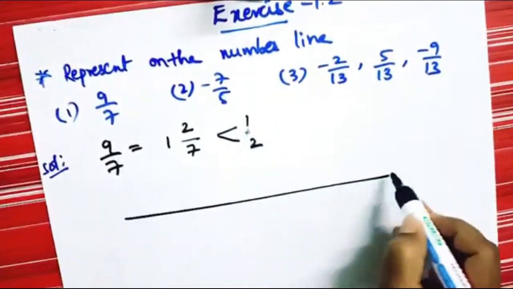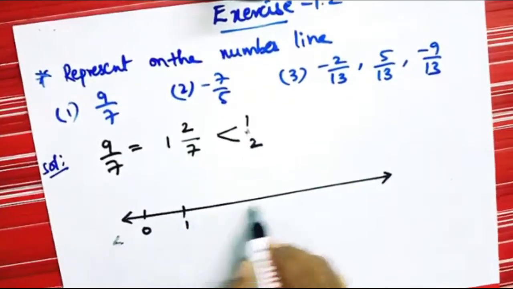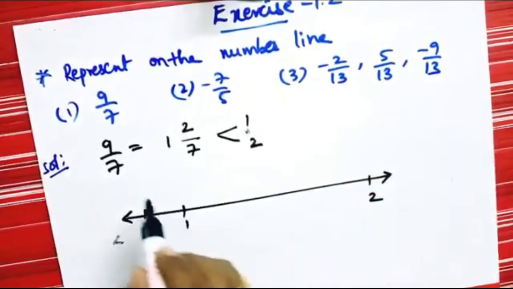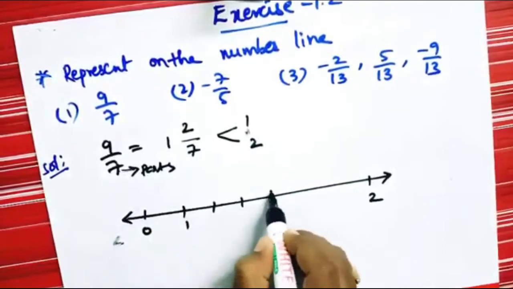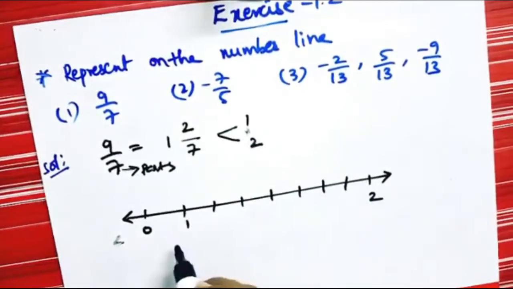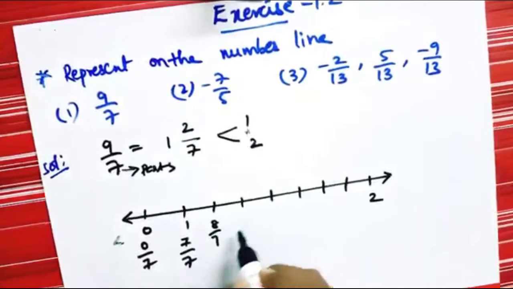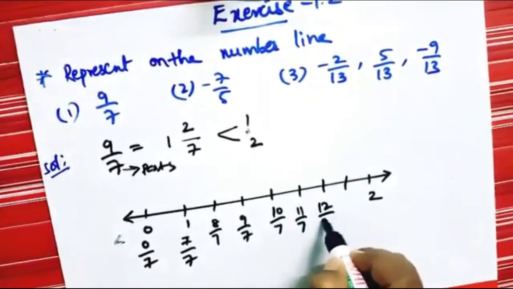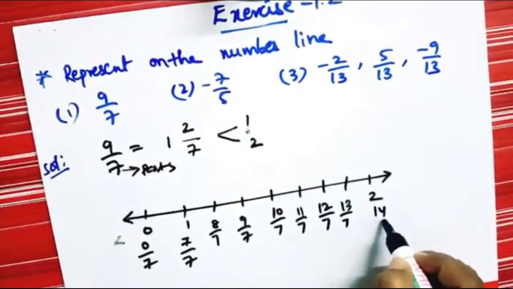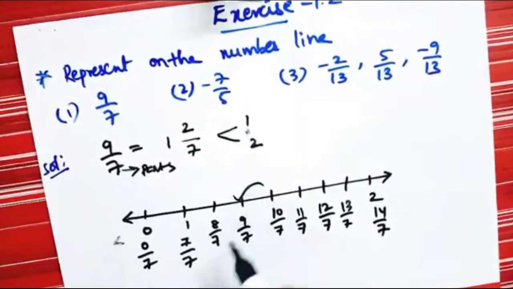So draw the number line and locate here 0, 1, and we are focusing between 1 and 2. Here the denominator is 7, so divide into 7 parts, 1 2 3 4 5 6 and 7. So this is 0 by 7, this is 7 by 7, which is nothing but 1, this is 8 by 7, 9 by 7, 10 by 7, 11 by 7, 12 by 7, 13 by 7, this is 14 by 7. So they're asking 9 by 7, so you will get the location here.